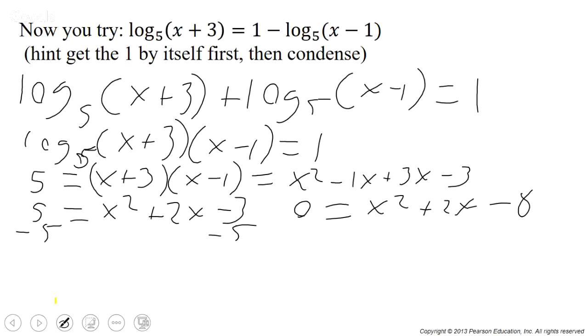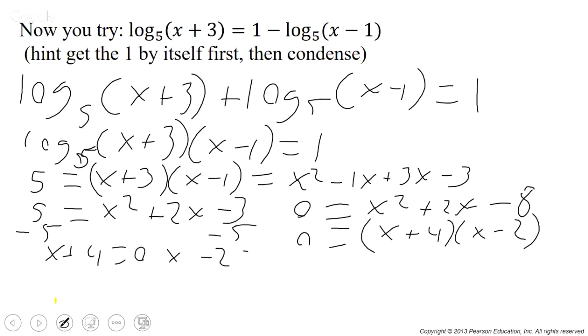Now I need to factor. So to factor, what two numbers multiply to give me negative 8 and add to give me a positive 2? Well, a positive 4 and negative 2, so I can factor this. x plus 4 and x minus 2. There are my factors, and they equal 0. So set each factor equal to 0. So I have x plus 4 equals 0, and x minus 2 equals 0. So x equals negative 4, and x equals 2.